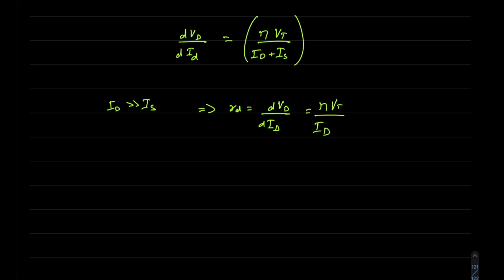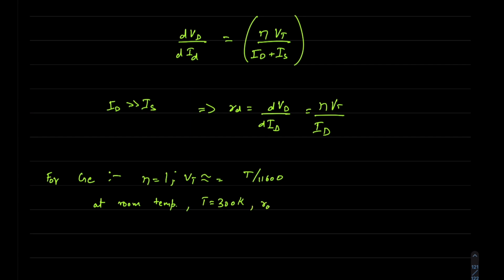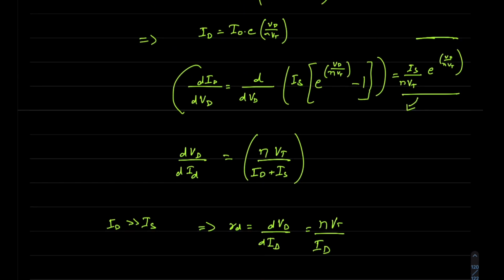And let's say for germanium only, eta is equal to 1 and Vt is approximately equal to T over 11600. So at room temperature, T equal to 300 Kelvin, RD becomes dVd by dId, which is 300 over 11600 times Id. This you basically have to remember.